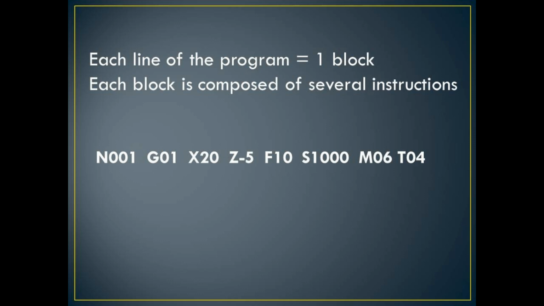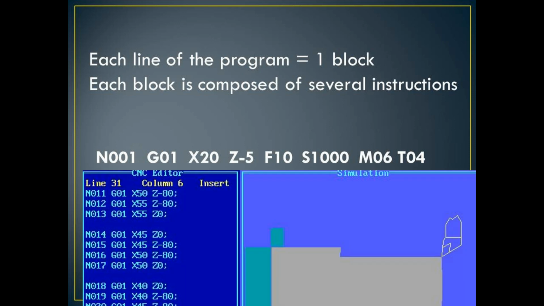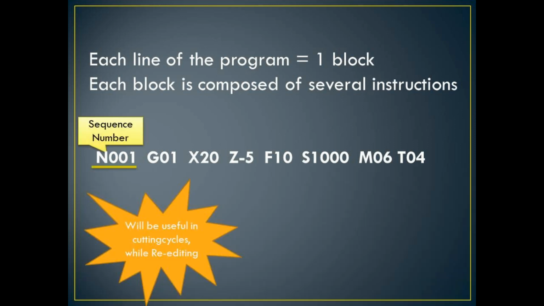Each line of the program is taken as a single block. Each block is composed of several instructions, like the below one. Here, N indicates the sequence number. It will be useful in cutting cycles or re-editing the program or sometimes while correcting the mistakes.